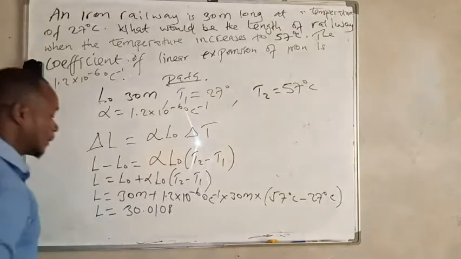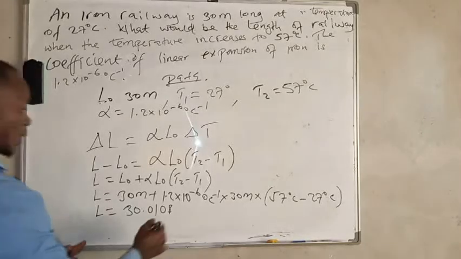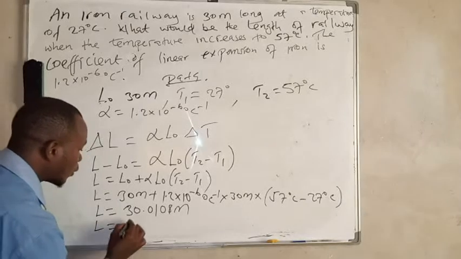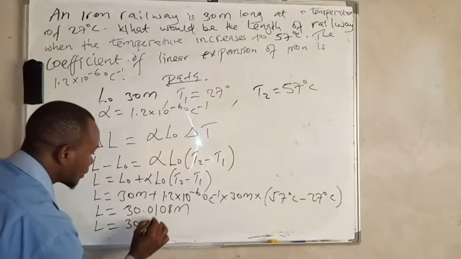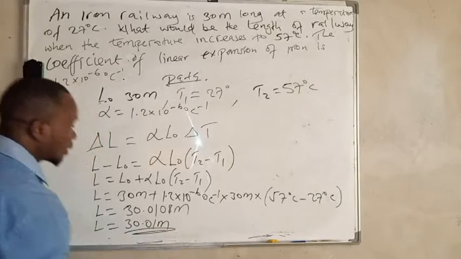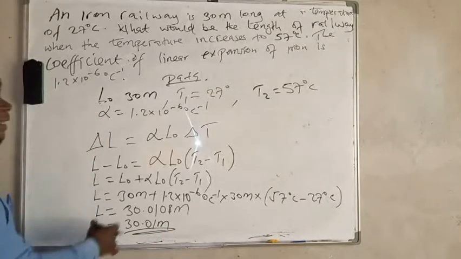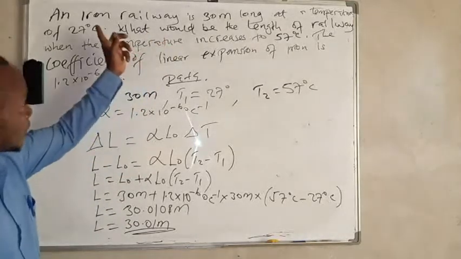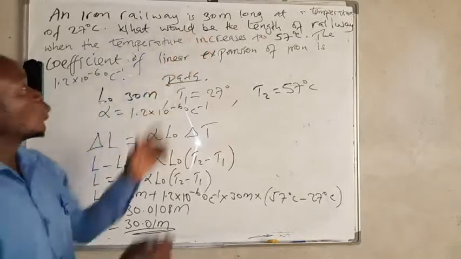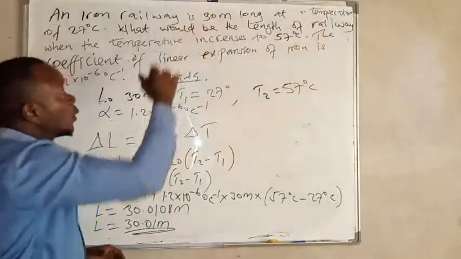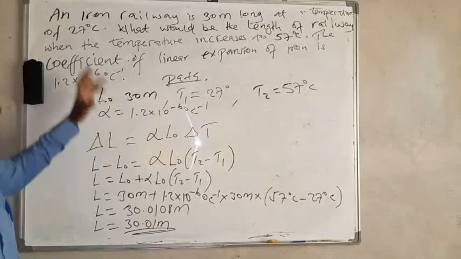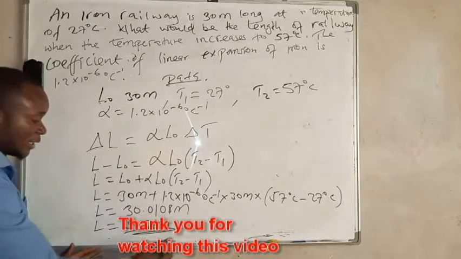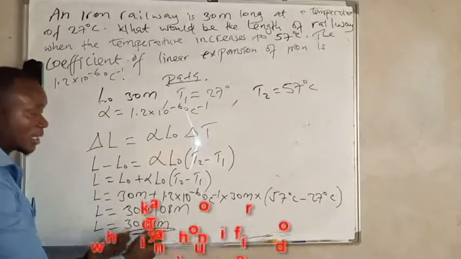30.0108. So this is what we are going to get, and when we round this off, we are going to have 30.01 meters. So this is the new length that is going to occur when the iron railway, which was 30 meters long, has its temperature increased from 27 to 57 degrees. This is the new length that we were looking to find.